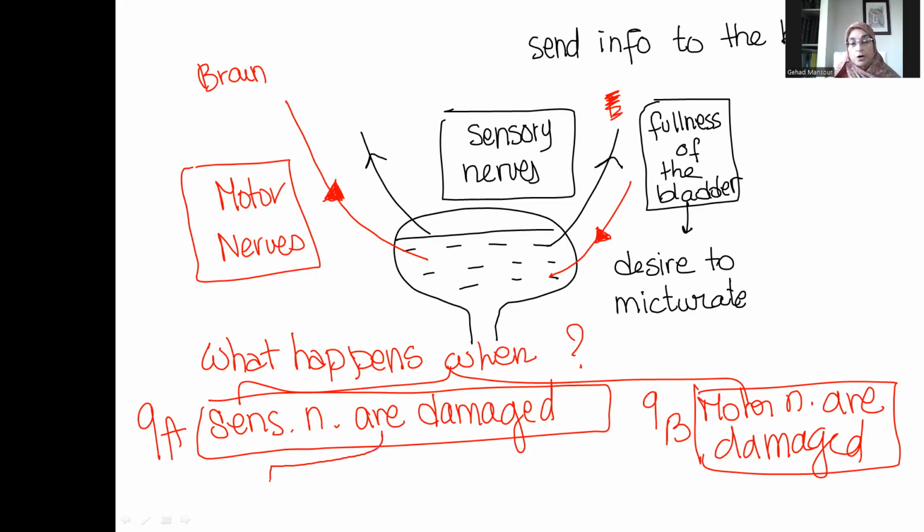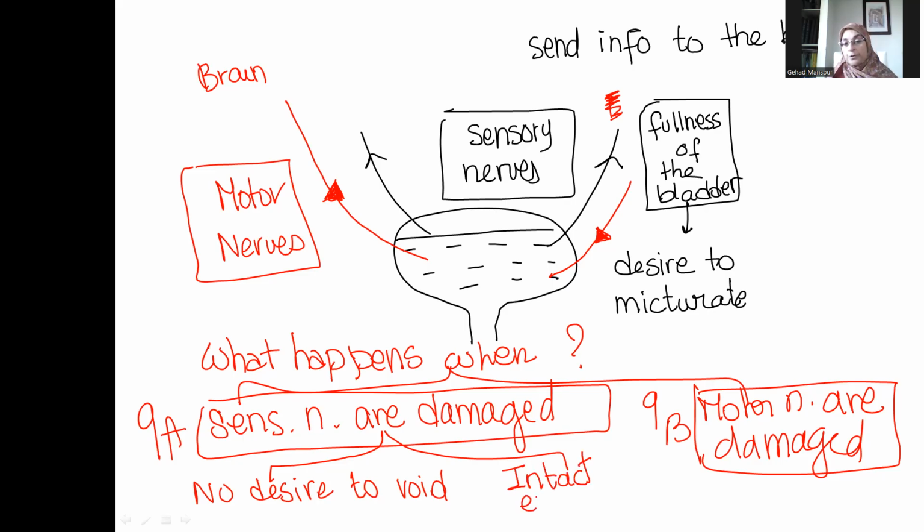If the sensory nerves are damaged, there is no desire to micturate because the patient does not feel the fullness of the bladder. So there is no desire to void or to evacuate the urinary bladder. But since the motor nerve is intact, there is intact emptying of the urinary bladder. So although the patient does not feel that he wants to go to the toilet, yet he can on purpose evacuate the urinary bladder.